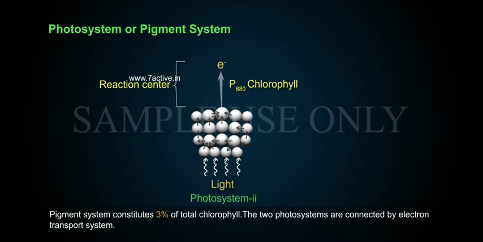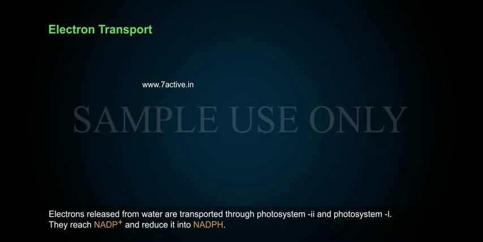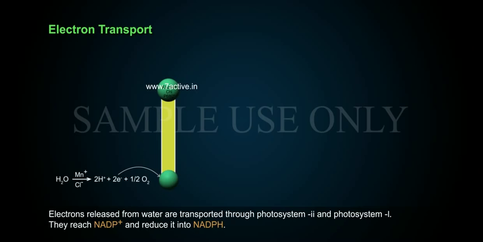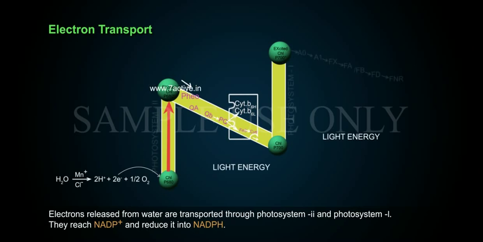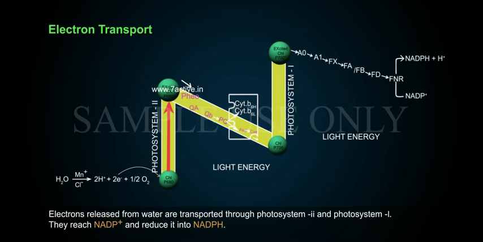Pigment system constitutes 3% of total chlorophyll. The two photosystems are connected by an electron transport system. Electron transport. Electrons released from water are transported through photosystem 2 and photosystem 1. They reach NADP plus and reduce it into NADPH.